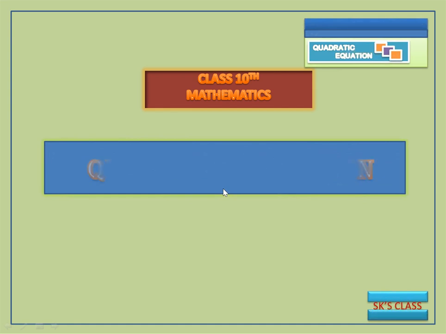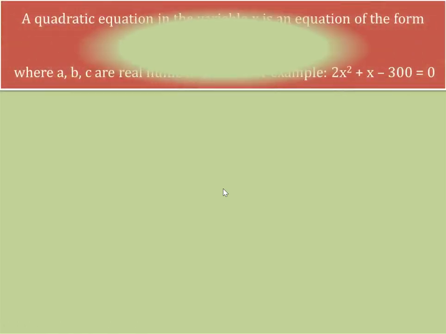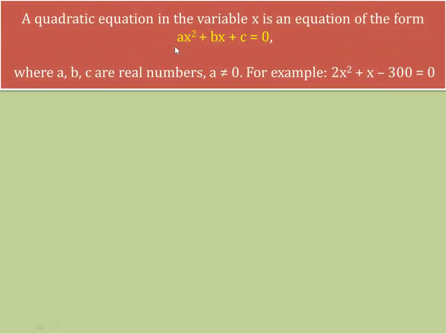New lesson, that's quadratic equation. A quadratic equation in variable x is an equation of the form ax square plus bx plus c is equal to 0, where a, b, c are the real numbers. A is the coefficient of x square, b is the coefficient of x, and c is called constant.